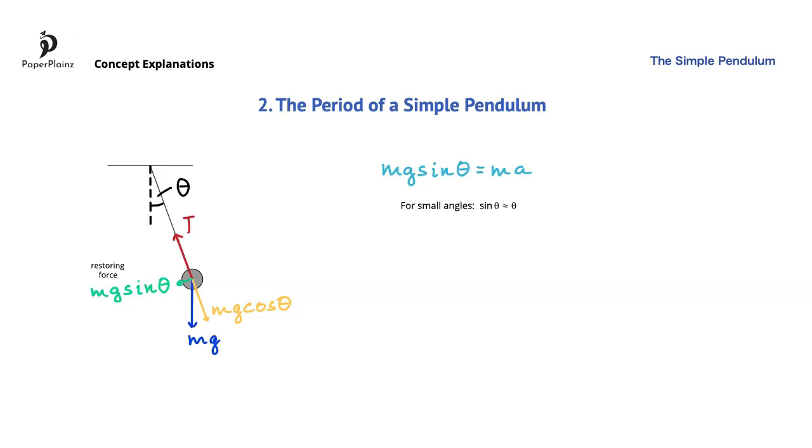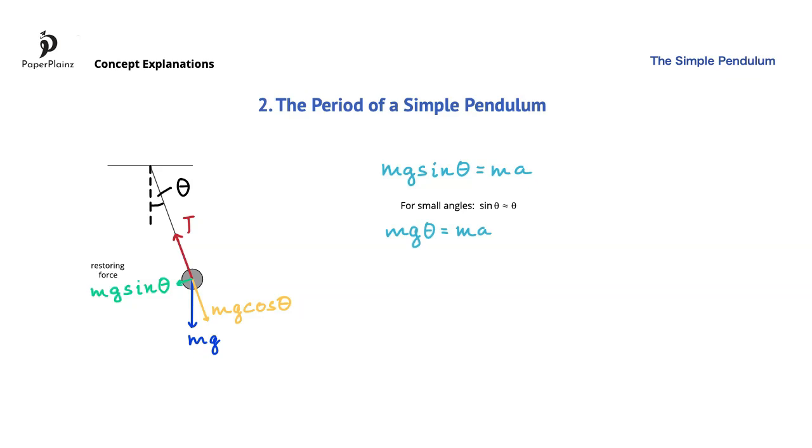This is based on a concept called small angle approximation, which I won't explain in detail here, but that we can use since the angle for a simple pendulum in simple harmonic motion is less than 15 degrees. So our equation changes into mg theta is equal to ma.